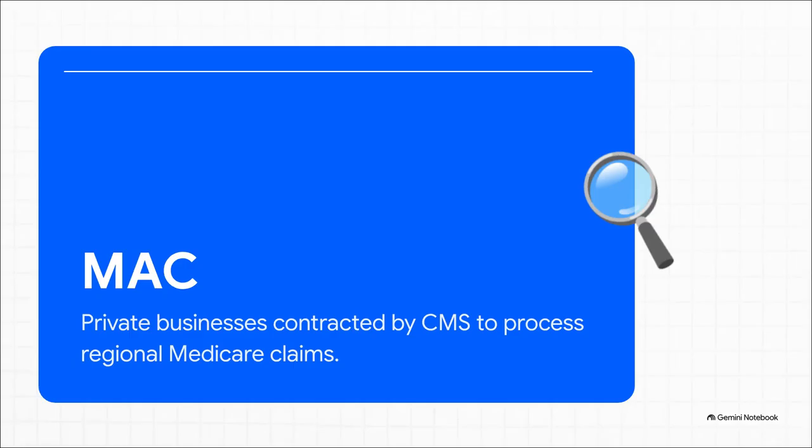So, what exactly is a MAC? Well, a Medicare administrative contractor is basically a private, commercial business that CMS contracts directly to manage regional Medicare claims administration. For those of you who've been around the block and remember the older legacy systems, MACs actually replaced the old local carriers who used to handle Part B claims and the fiscal intermediaries who processed Part A. It's essentially a modernized, streamlined way to handle the massive volume of daily Medicare transactions.